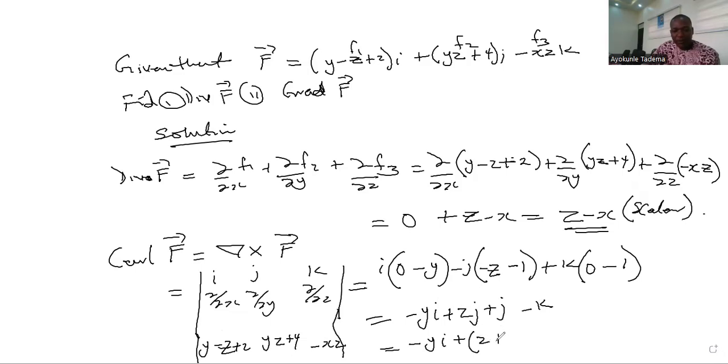And you can also write this as minus yi plus z plus 1, j is common to them, minus k. That is your final answer. And we can see that this one is also a vector.